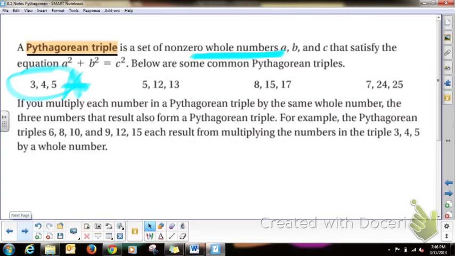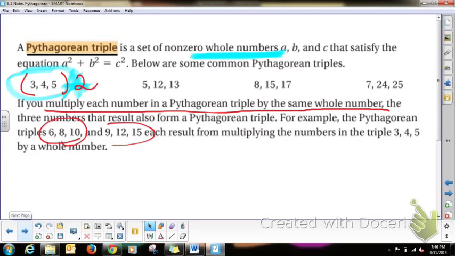And we've actually talked about this concept as well. If you multiply each number in a Pythagorean triple by the same whole number, then the three numbers that result also form a Pythagorean triple. So for example, if I multiply all of these by 2, I get 6, 8, 10. If I multiply them all by 3, I get 9, 12, 15. Each of these is a resulting Pythagorean triple. 9 squared plus 12 squared is equal to 15 squared.